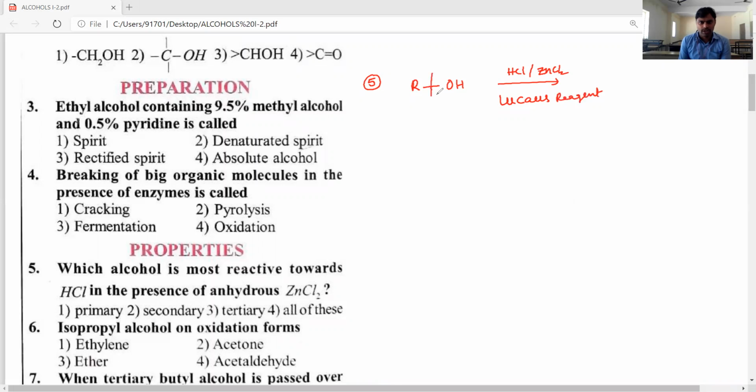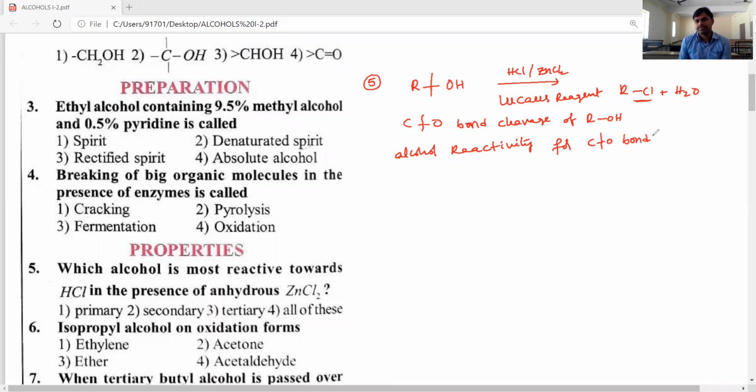With Lucas reagent, the C-O bond will cleave. This is a C-O bond cleavage reaction, bond cleavage of alcohols. Okay, the product is RCl plus H2O. Alkyl chlorides will form. So in this, the reactivity of alcohols for C-O bond cleavage, between the carbon and oxygen, bond cleavage.